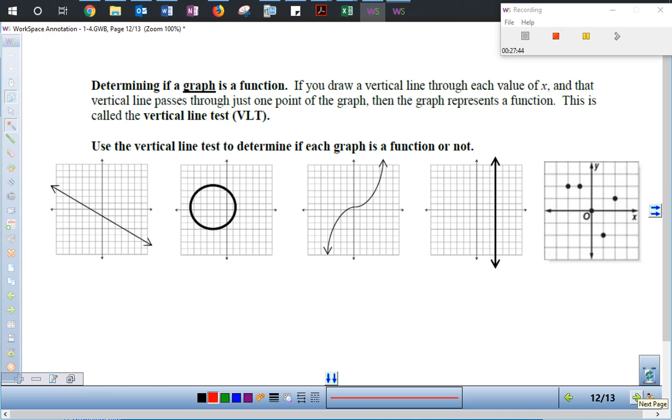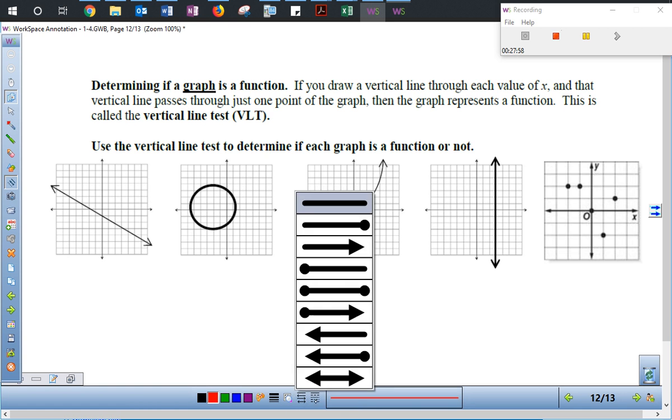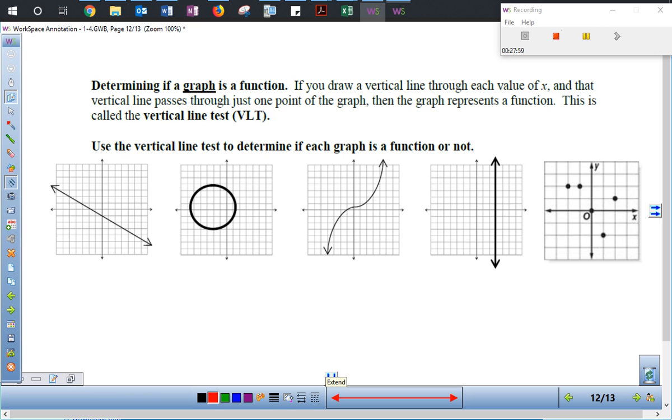Now we want to determine if a graph is a function. So we know how to determine if a mapping is a function, if a table is a function. Now to determine if a graph is a function, we need to use something special called the vertical line test. The vertical line test is pretty much exactly what it sounds like. We're going to use something special called vertical lines to determine if each graph is a function or not.